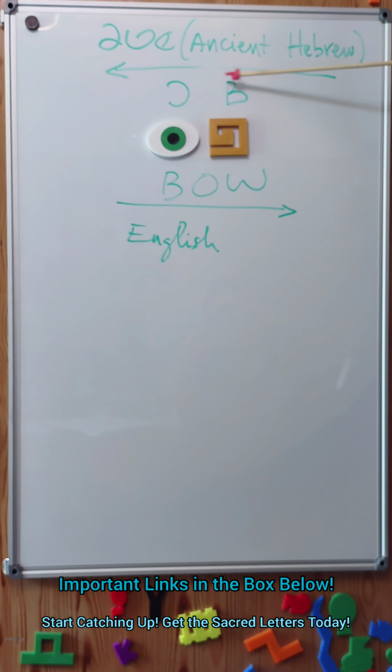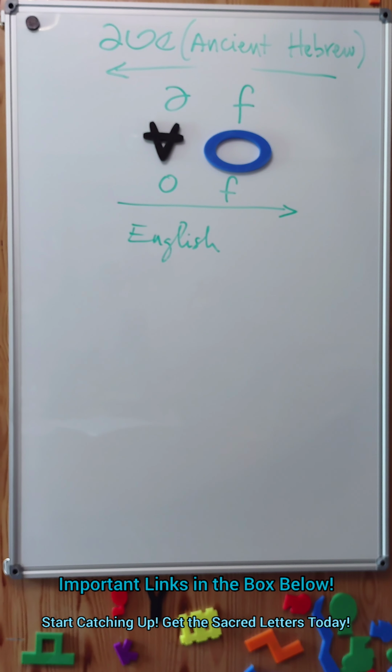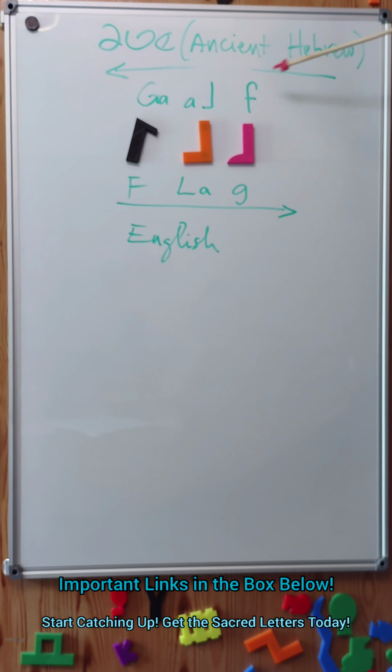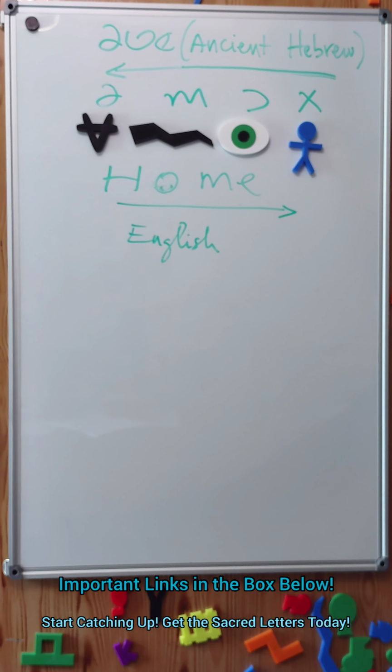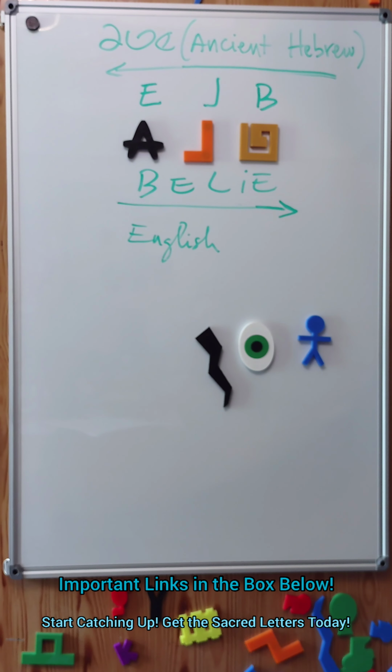We say ba, meaning to group this or to bend. They say bow. We say fa, they say of. We say flata, they say flag. We say home, okay? They say home. We say na, they say n. We say ble, they say blai.